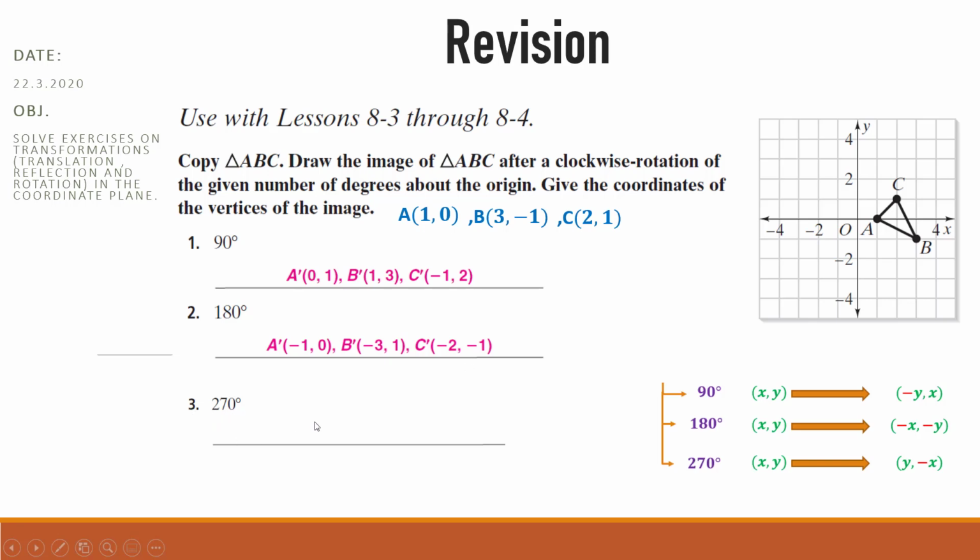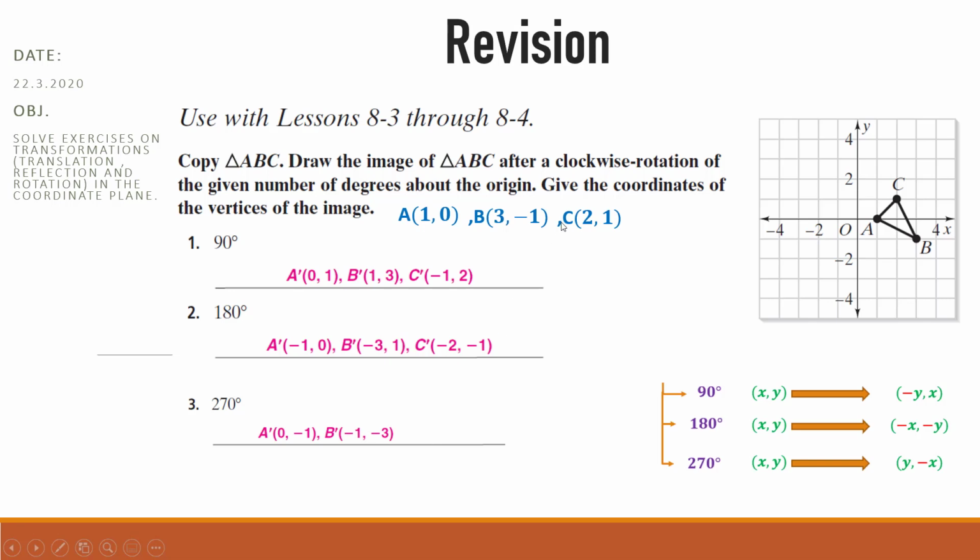Rotation 270 degrees. So we are going to change places and opposite the second in the image. Change places 0 and 1, and after that we have 1 in the y coordinate. Opposite it, it will be 0 and negative 1. B prime will be, after changing places, opposite the second in the image. So it will be negative 1 and 3, and opposite 3 it will be negative 1 and negative 3.